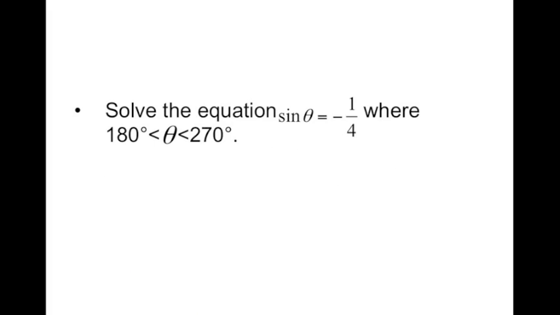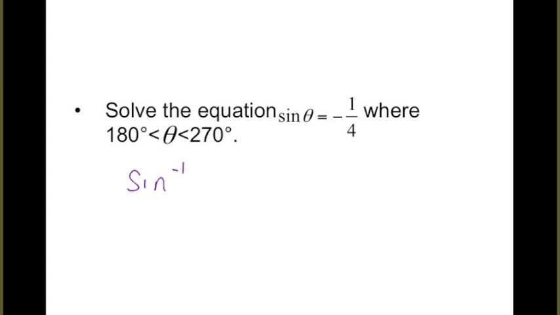All right, our last type of problem says solve the equation sine of theta is -1/4. So that means we want to find theta, we want to find our angle. So we're going to start by doing the inverse sine of -1/4. Now it says between 180 and 270. That means we need to work in degrees, so we need to make sure we are in degree mode on our calculator. And I'm going to do the inverse sine of -1/4.